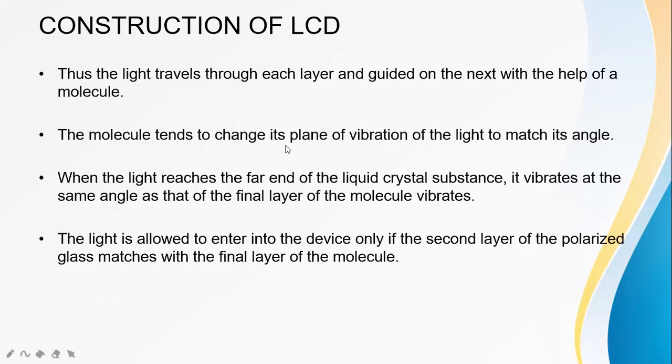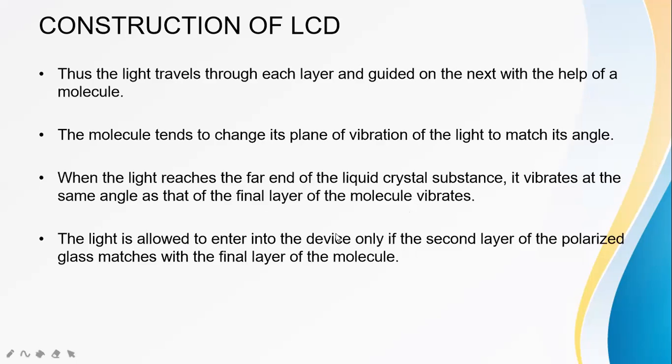Thus, the light travels through each layer and is guided to the next with the help of the molecule. The molecule tends to change the plane of vibration of the light to match its angles. When the light reaches the far end of the liquid crystal display substance, it vibrates at the same angle as that of the final layer of the molecule. That at the far end also, the vibration of the light is at the same angle as that of the final layer of the molecule vibrates.